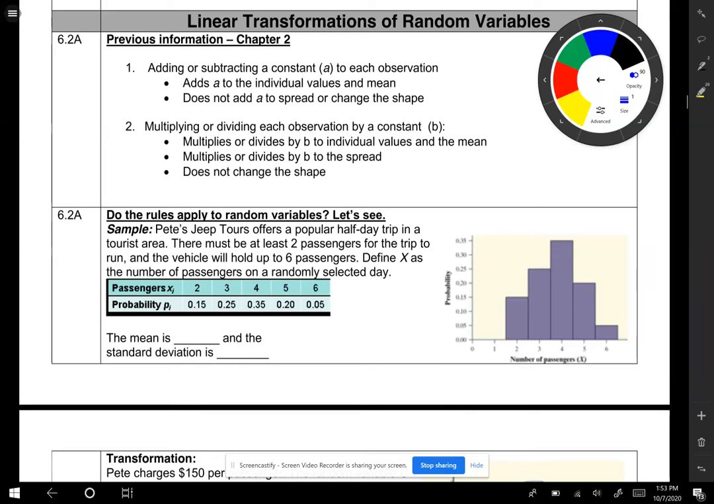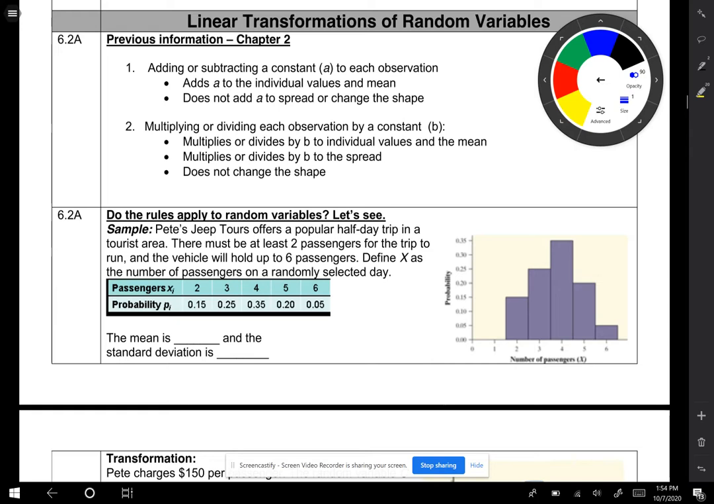Hello, stat students. So last time we learned about discrete random variables and continuous random variables. You learned how to calculate the mean or the expected value and the standard deviation of a random variable. Today we're going to continue working with random variables. We're going to talk about transformations of random variables.